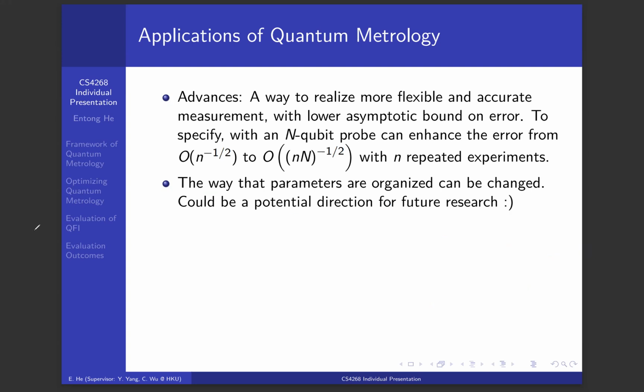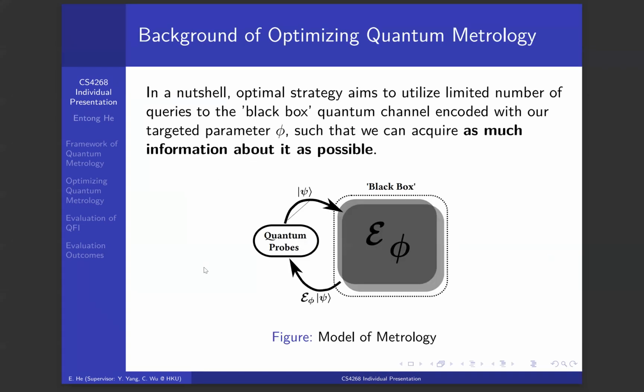And okay, so now we begin to investigate how to optimize quantum metrology scenarios. This is a model of quantum metrology and how this will build up the model that we want to investigate. So in a nutshell, an optimal strategy aims to utilize a limited number of queries to the black box quantum channel, the quantum channel encoded with our unknown parameter phi, such that we can acquire as much information about it as possible.